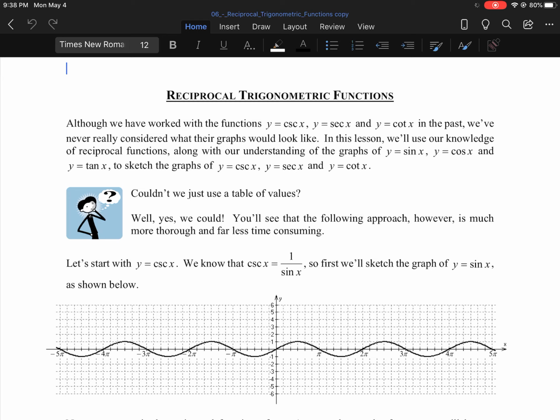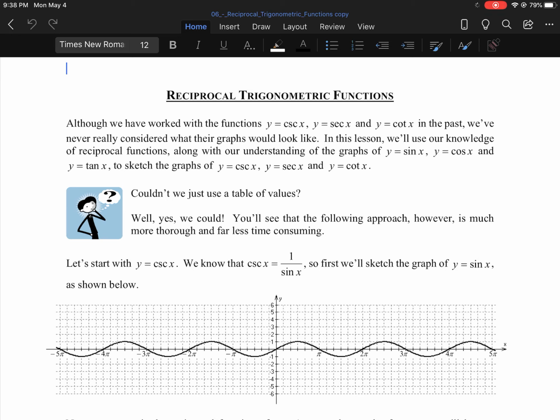The immediate question is, couldn't we use a table of values? Well, there's two weaknesses of using a table of values. There's lots of strengths to using a table of values, but the two weaknesses are that you don't necessarily understand where the graph's coming from and how it relates to the other graphs. The other weakness can be time. It can take a long time to produce the graphs using a table of values.